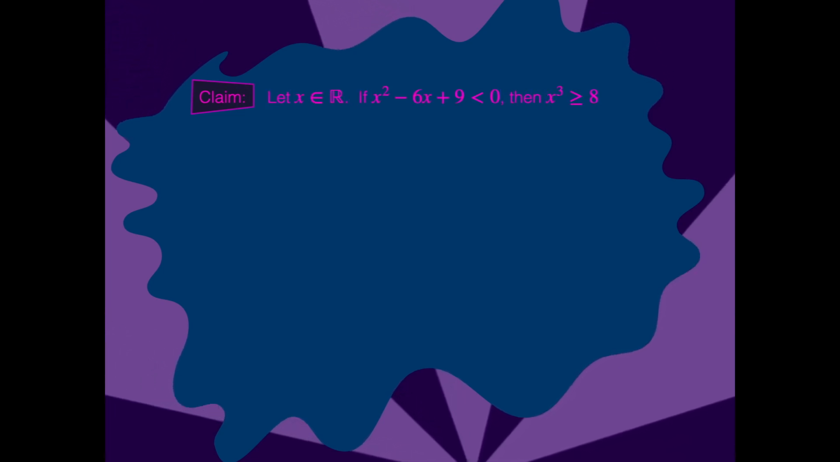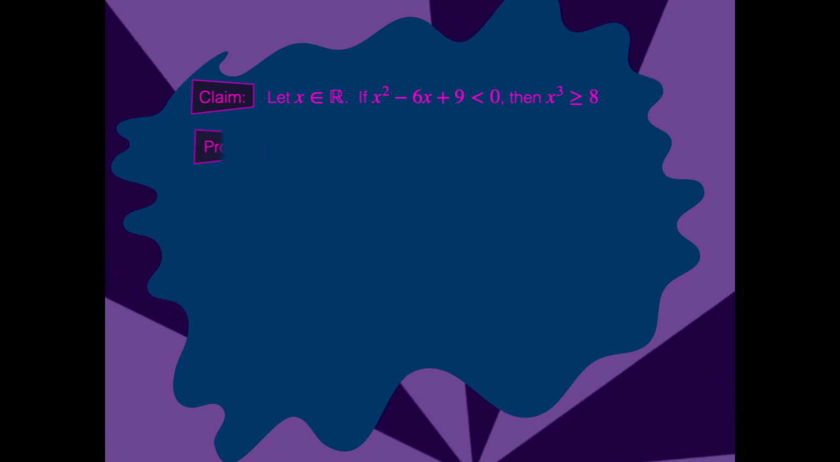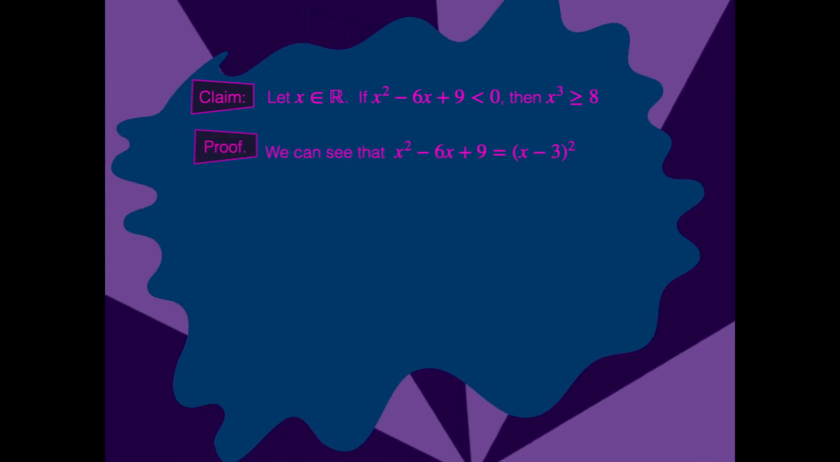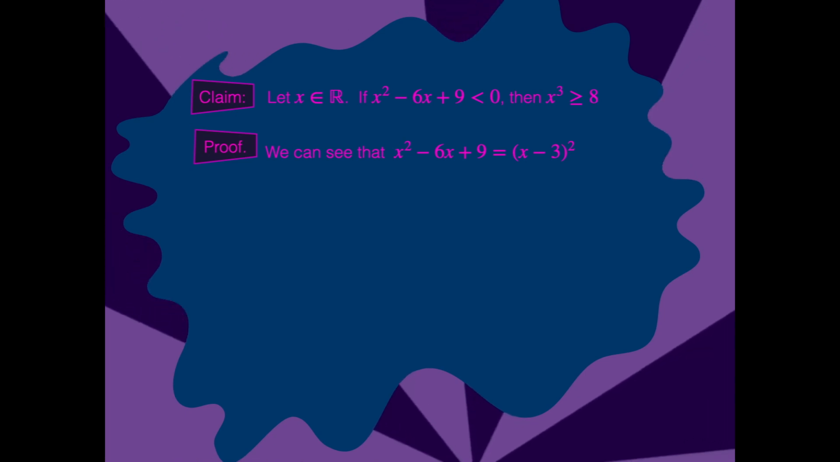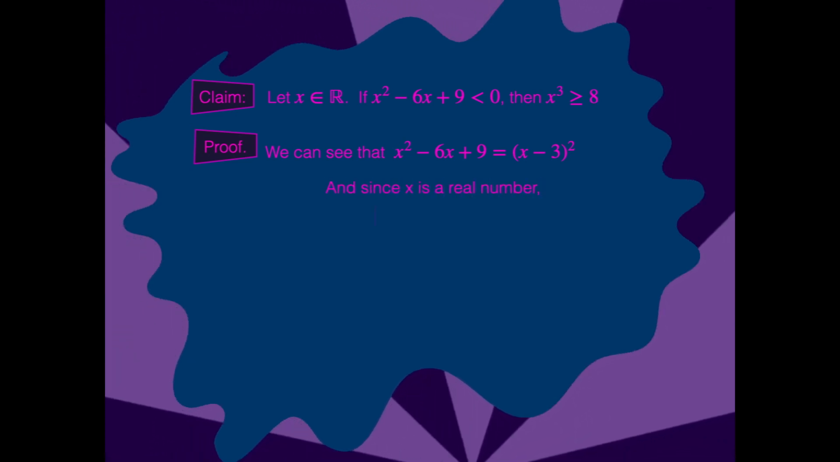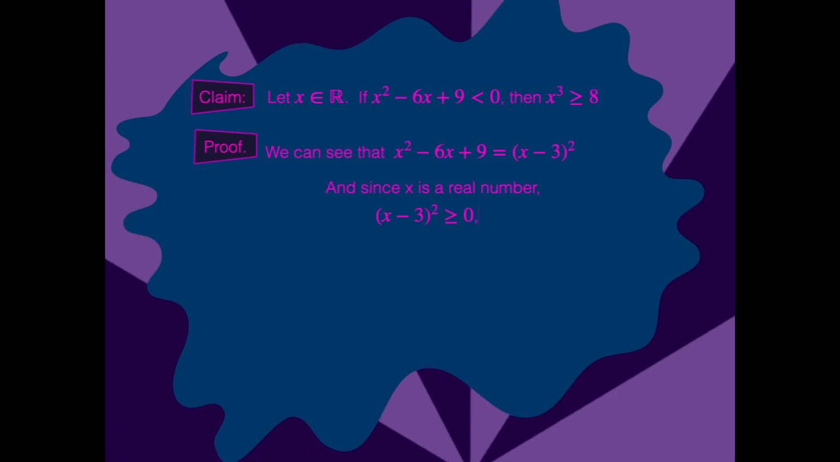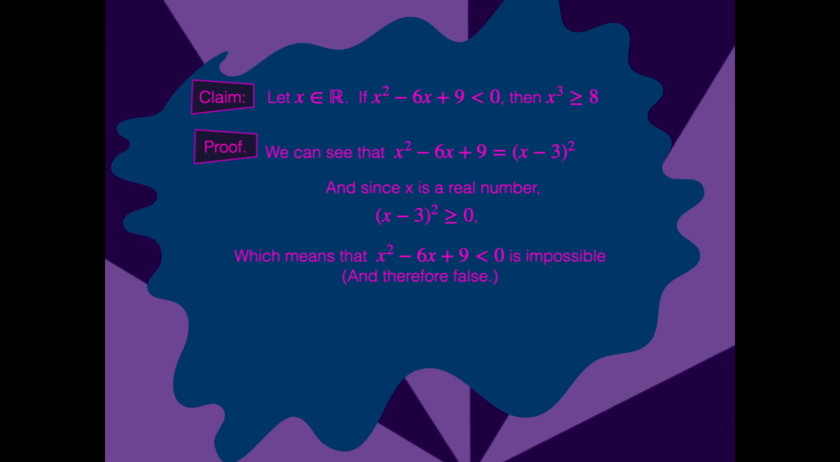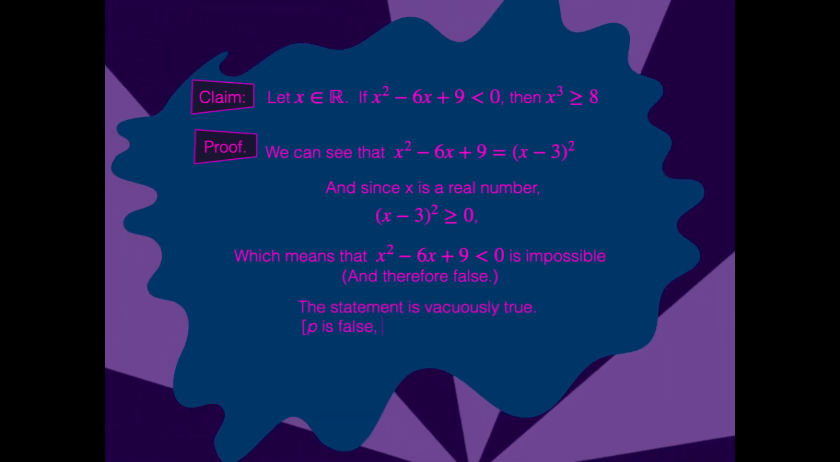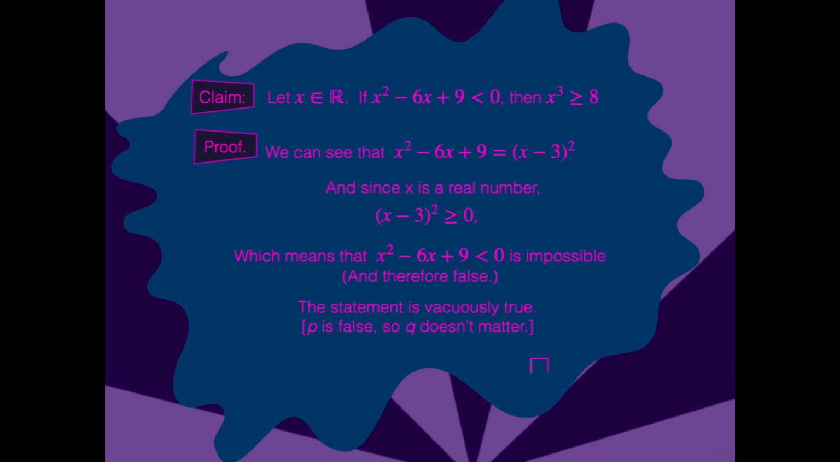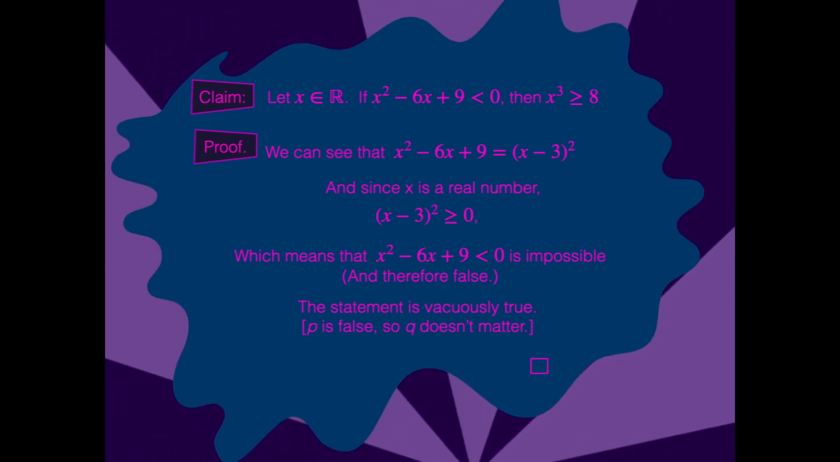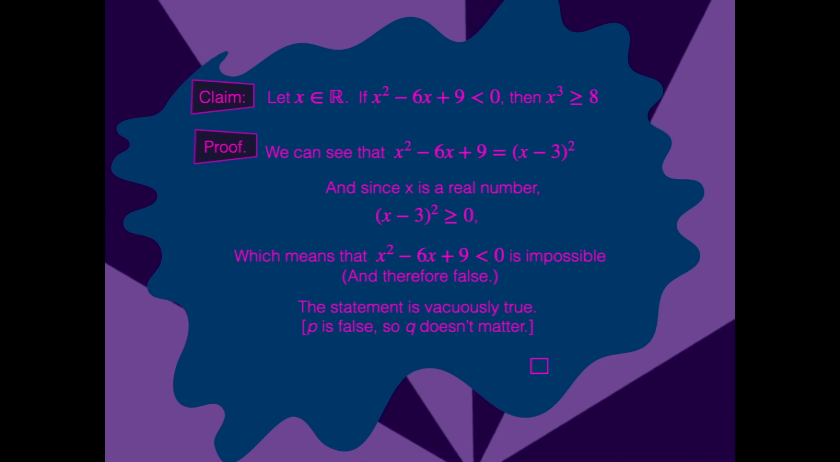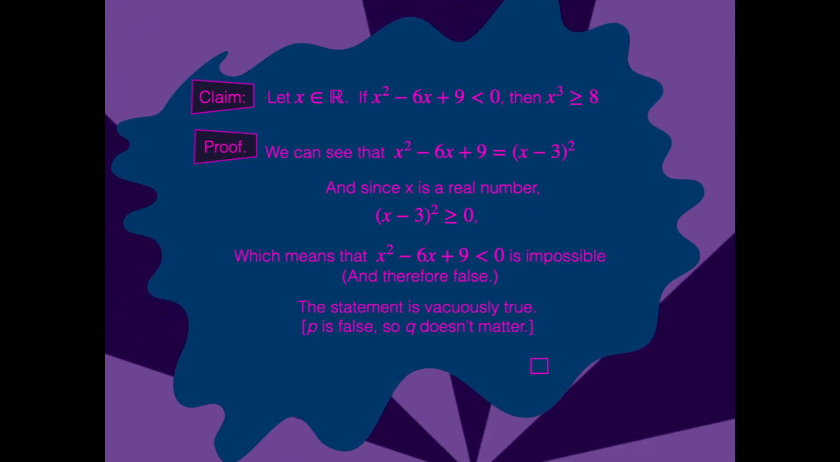Secondly, x is a real number, and we're going to say that if x squared minus 6x plus 9 is less than 0, then x cubed is greater than or equal to 8. Notice we can factor that. And since (x minus 3) squared is greater than or equal to 0, that P statement is going to be false. So the fact that x squared minus 6x plus 9 is less than 0 is impossible, and therefore false. That makes it so that we don't really care what that second, then statement is, the Q statement. And that makes this entire thing vacuously true.